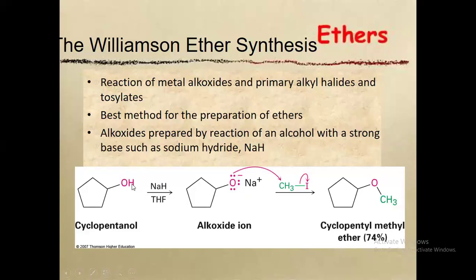So okay, so you can now. So yeah, this is a method of Williamson ether synthesis. The sodium hydride reacts with the alcohol of the cyclic alcohol, and then you form the alkoxide, and then basically you have the alkoxide, you bring your alkyl halide.